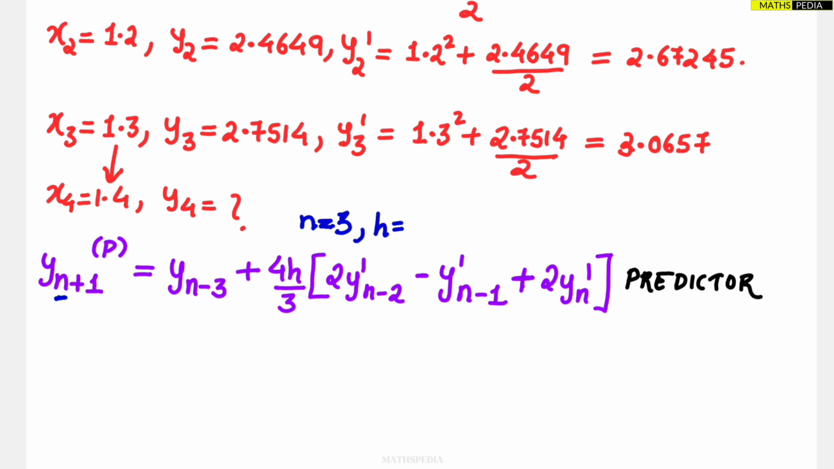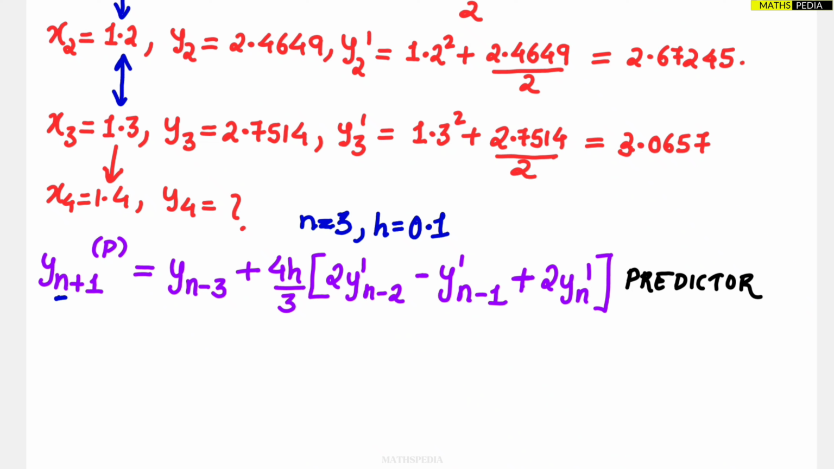H value is the gap between the x values. So what is the gap between each interval? It is basically 0.1, right? Otherwise, subtract any consecutive values. Everywhere it will be the same. 1.3 minus 1.2, 1.2 minus 1.1, h value is 0.1. The gap between the x intervals, okay?